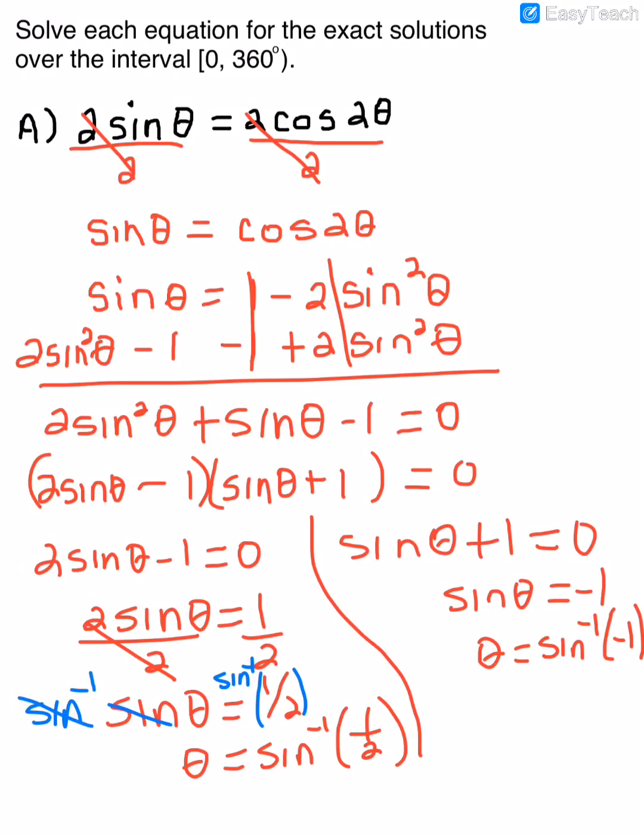Well, sine is 1/2 at 30 degrees and at 150 degrees. 30 degrees and 150 degrees. And sine is -1 at 180 degrees. So those are my solutions for this equation: 30 degrees, 150 degrees, and 180 degrees.